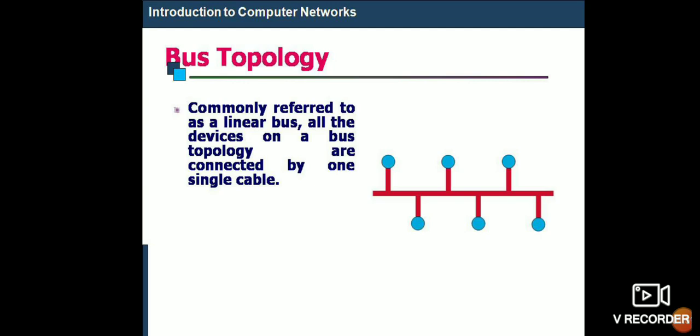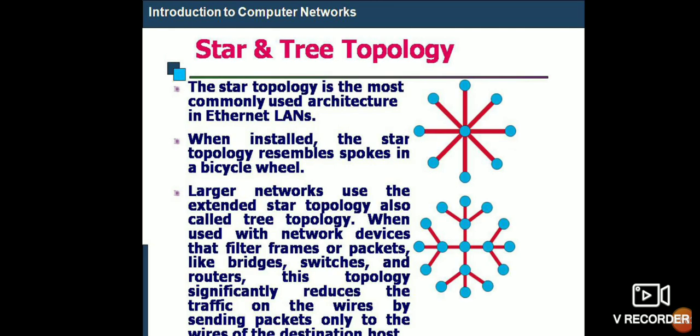Bus topology, now we will describe it in detail. Commonly referred to as a linear bus, all the devices on a bus topology are connected by one single cable. Star and tree topology. The star topology is the most commonly used architecture in Ethernet LANs. When installed, the star topology resembles spokes in a bicycle wheel.